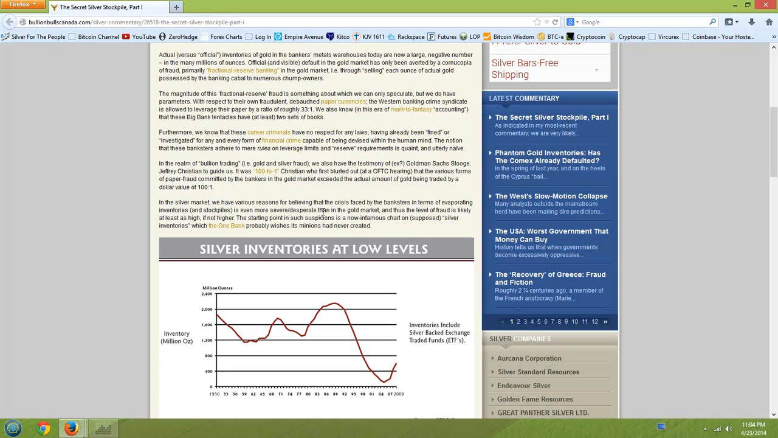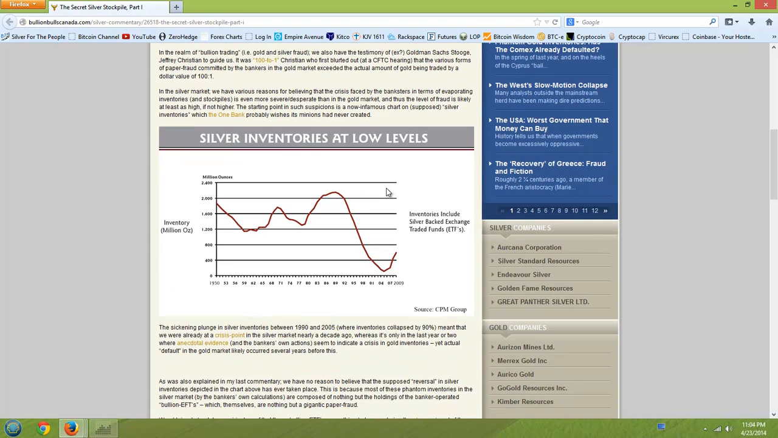In the realm of bullion trading, i.e. gold and silver fraud, we also have the testimony of ex-Goldman Sachs stooge Jeffrey Christian to guide us. It was the 100-1 Christian who first blurted out at a CFTC hearing that various forms of paper fraud committed by the bankers in the gold market exceeded the actual amount of gold being traded by a dollar value of 100 to 1.